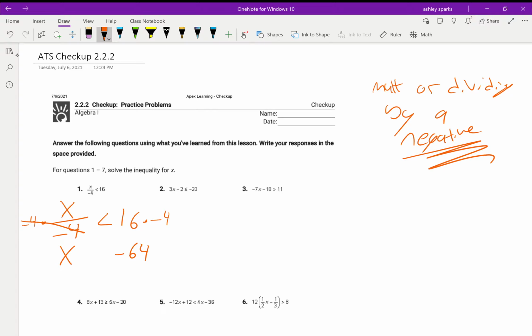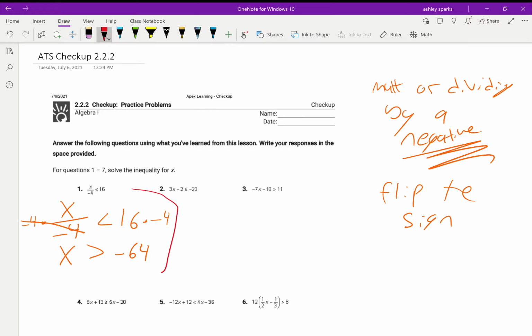So now ask yourself this, did I multiply or divide by a negative? I did. I multiplied by -4. If you multiply or divide by a negative, you need to flip the sign. See how the big side is with the 16 right now? The big side now needs to be with the x, so it flipped. So if you multiply or divide by a negative, you flip that sign. Anything else, these are just normal solving problems. So let's look at the next one and see if we can get the hang of this.